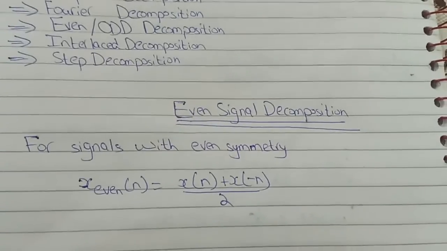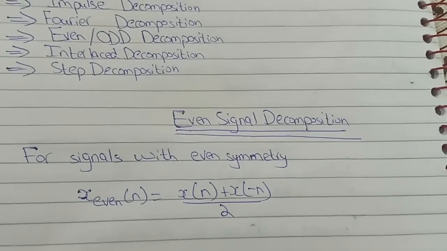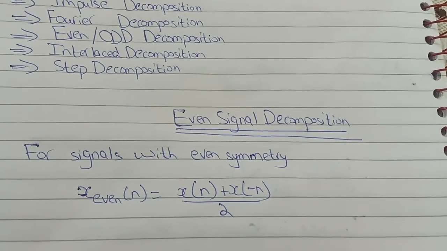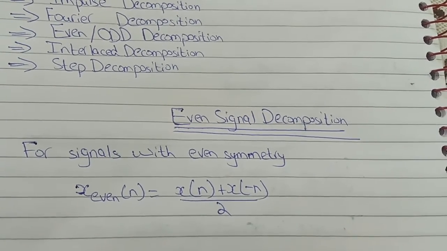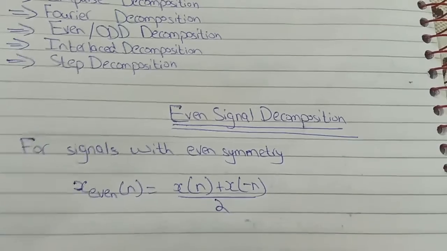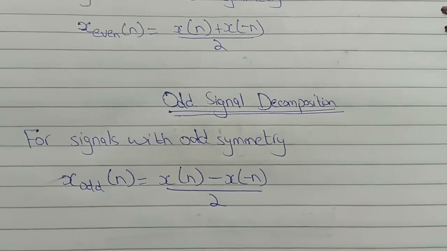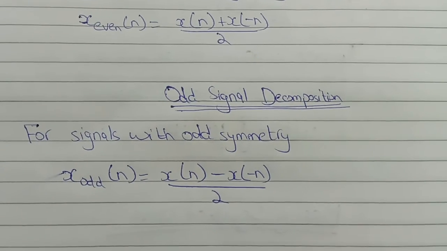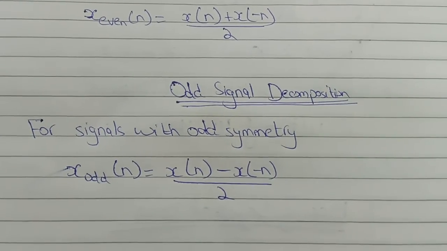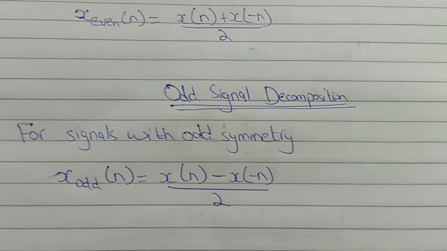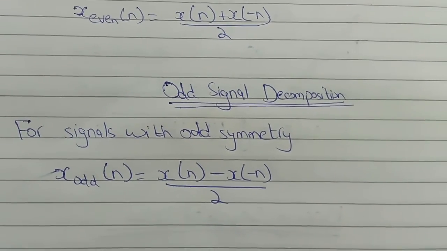Now look at even signal decomposition. This is valid for signals with even symmetry, and for decomposition we will use this formula: x of n plus x of minus n divided by 2. Now looking at the odd signal decomposition, this decomposition is valid for signals with odd symmetry. Now we will look at its formula. Its formula is x of n minus x of minus n divided by 2.